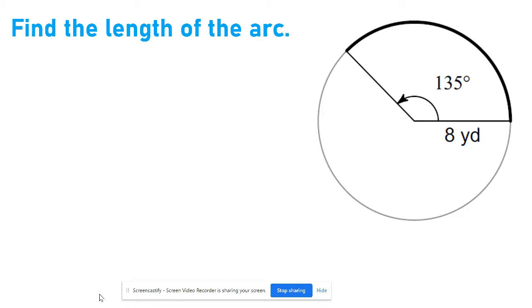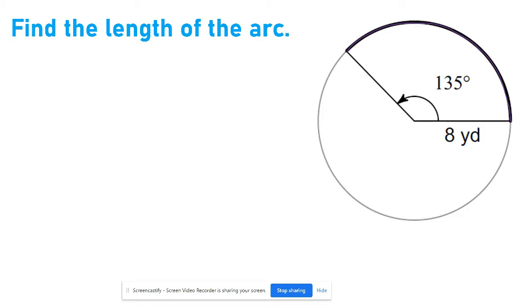It says find the length of the arc, and the arc it's talking about here is this bolded arc around the outside of the circle. And it tells us that this arc is created by this 135-degree rotation, and that the radius of the circle that we're dealing with is 8 yards.